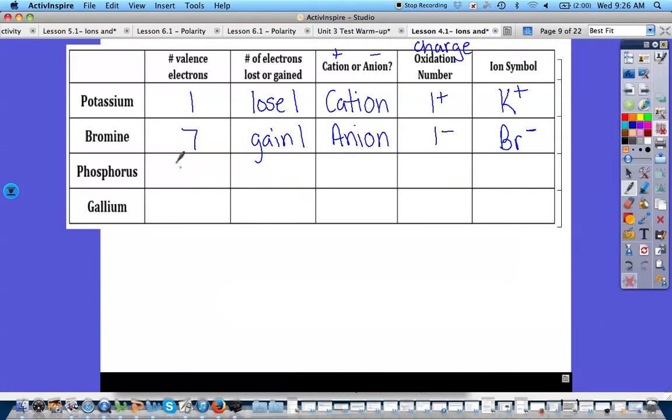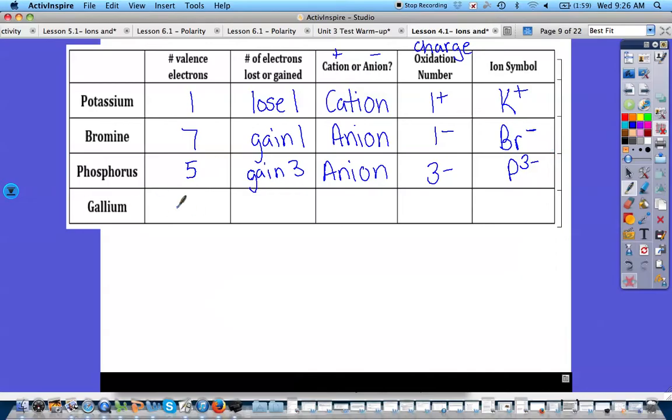For phosphorus, it has 5 valence electrons. It is going to gain 3, giving it a negative charge, so an anion, and a 3- charge. So the ion symbol for phosphorus is going to be P3-. We need that 3 in there now because it's more than just 1.